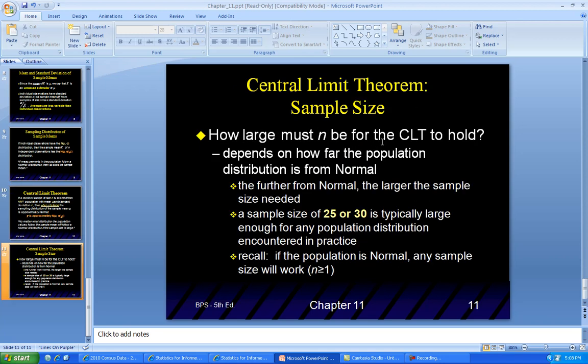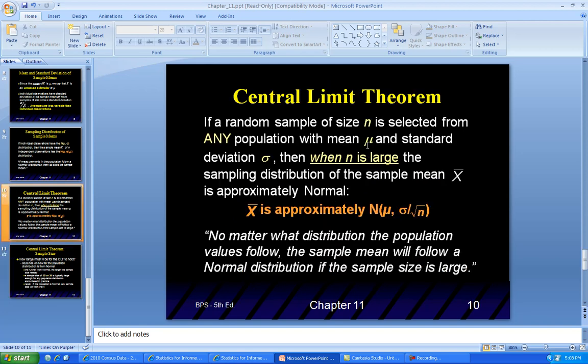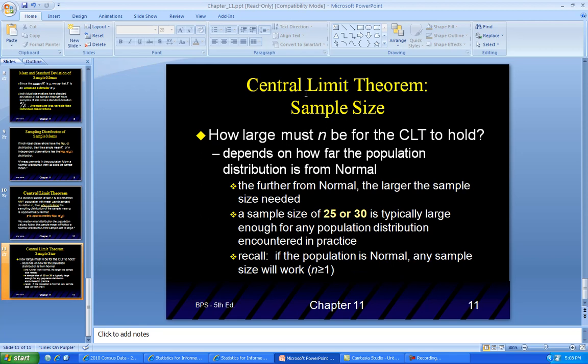Okay, so how large must n be for this normal thing to be true? Well, here we go. For the CLT, which stands for central limit theorem, to hold, how large n must be depends on how far the population is from normal. The further from normal, maybe it's all messed up, the larger the sample size needs to be. So you have to take a lot of people to make it normal. A sample size of 25 or 30 is typically large enough for any population distribution encountered in practice. So 25, 30 is not bad. And if the population is normal, any sample size will work.